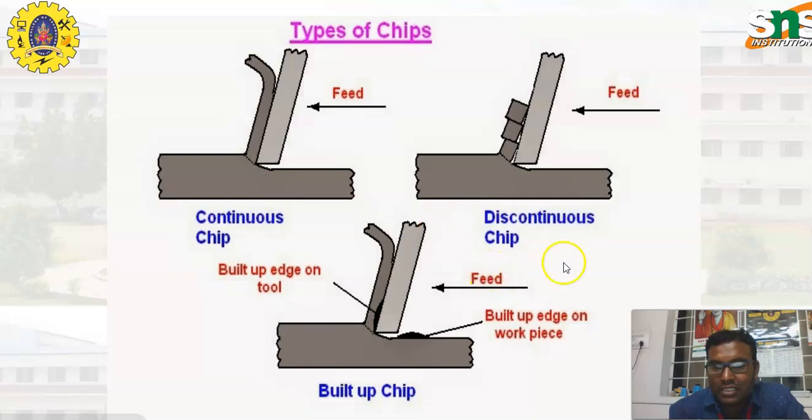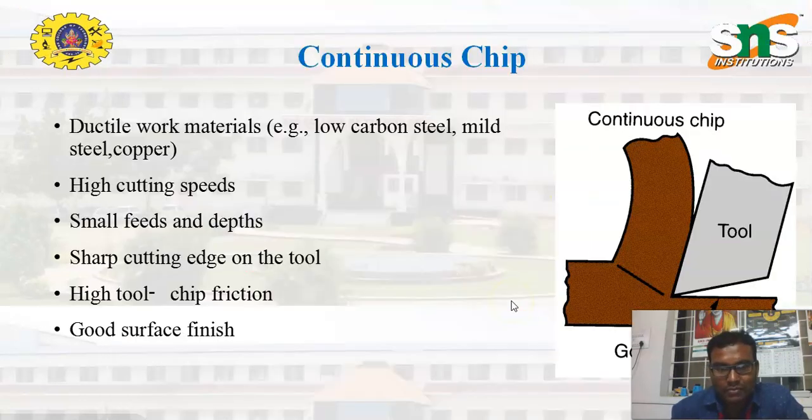Next, the second type is the discontinuous chip. This is the workpiece material and this is the tool, and this is the diagram of the discontinuous chip, and this is the built-up edge on the workpiece. We will discuss continuous, discontinuous and built-up edge chips in detail.